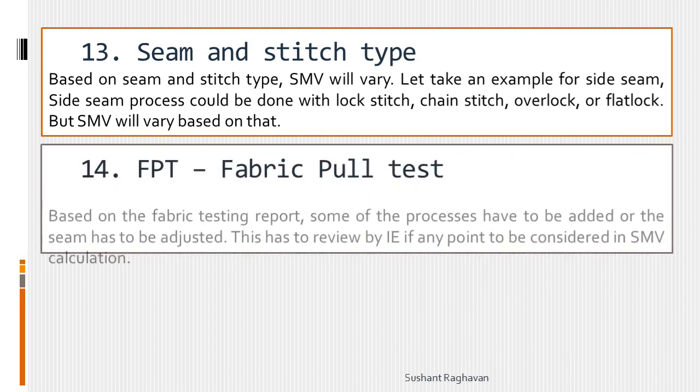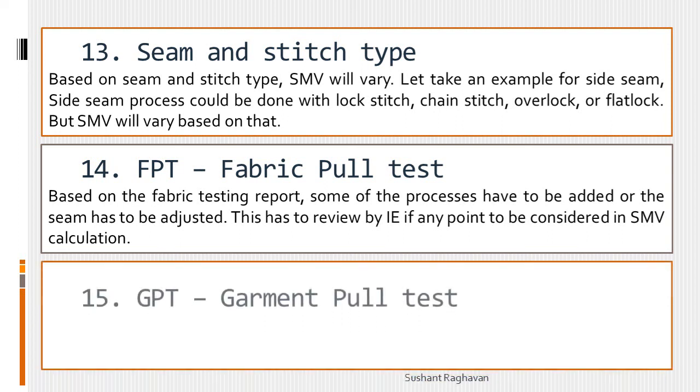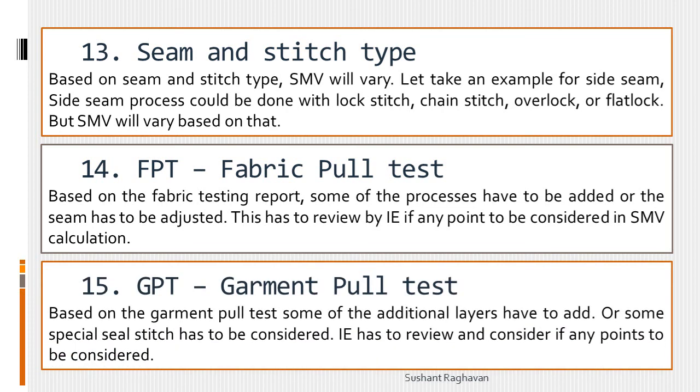FPT, fabric pull test. Based on the fabric testing report, some of the processes have to be added or the seam has to be adjusted. This has to be reviewed by the IE for any point to be considered in SMV calculation. GPT, garment pull test. Based on the garment pull test, some additional layers have to be added or some special sealed stitch has to be considered. The IE has to review and consider any points.